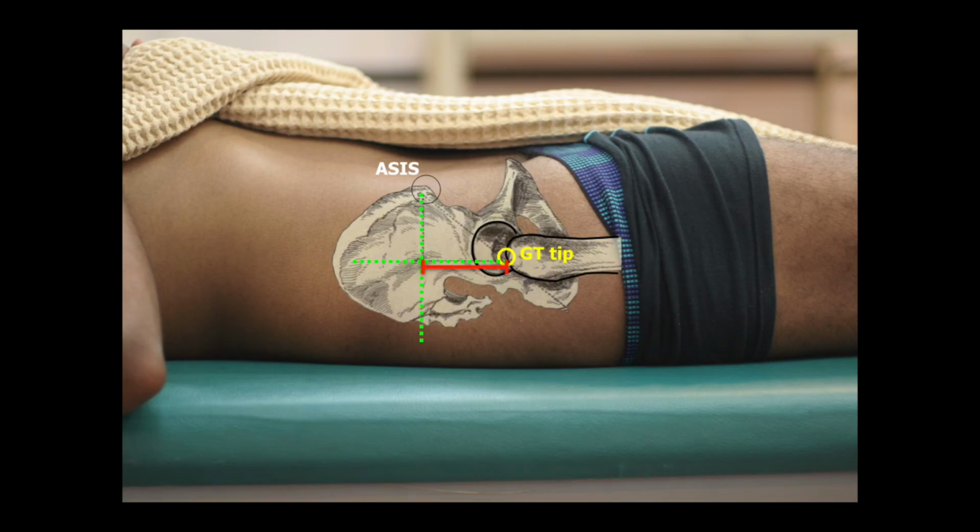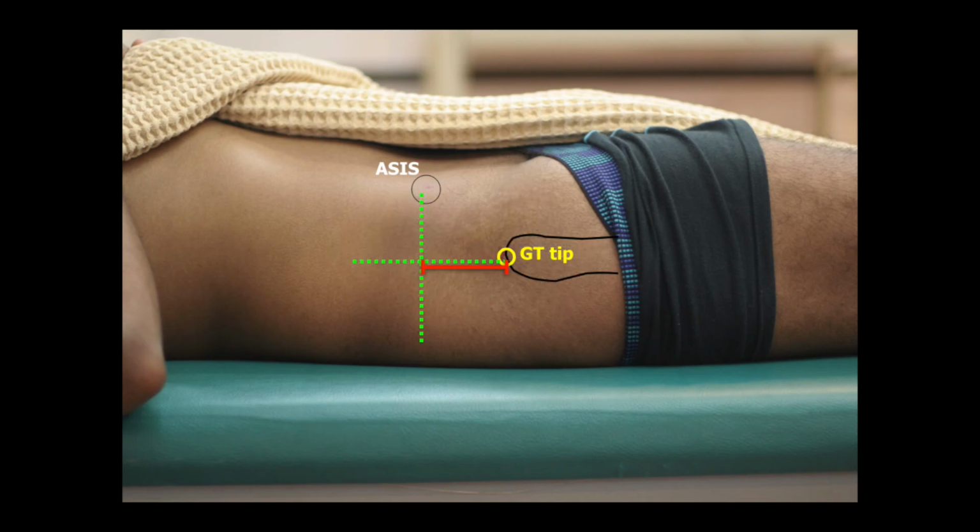The line between the GT to the vertical line is the base of Bryan's triangle and should be measured and compared between both sides. Equal measurements on both sides is normal. A difference between the two sides would suggest that the femoral shortening is above the trochanteric line.